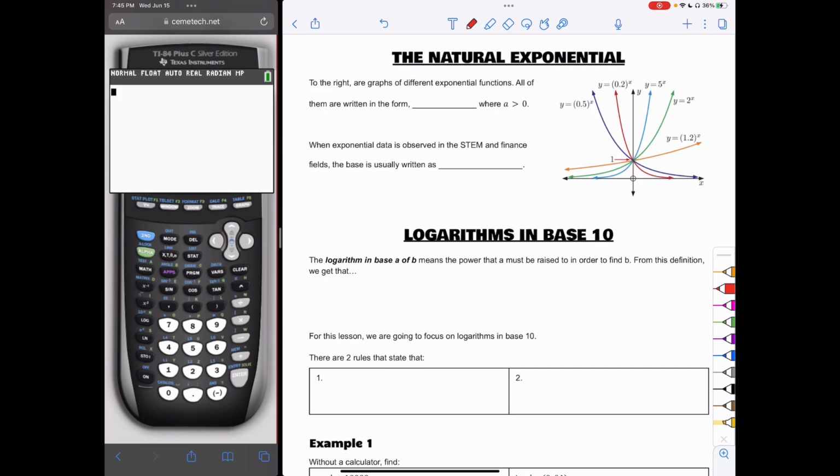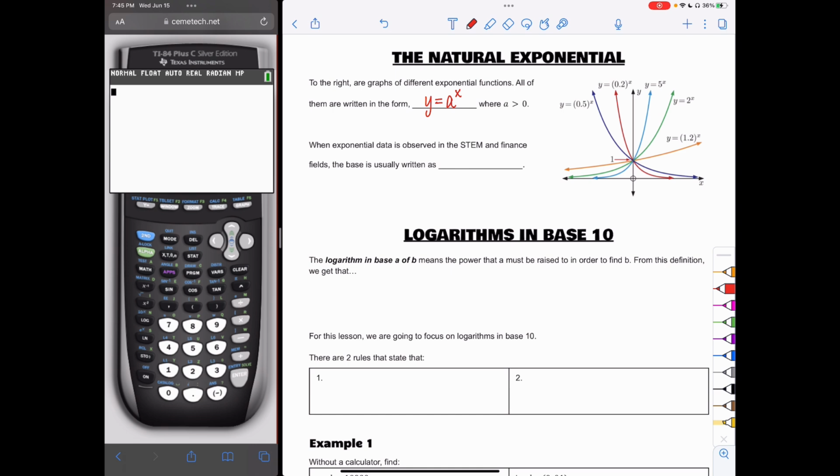Hello, today we're going to talk about the natural exponential and logarithms in base 10. So the first thing we're going to look at is the natural exponential. If you look to the right, you will see different graphs of various exponential functions. All of them are written in the form y equals a to the power of x, where a has to be any number that is greater than 0.